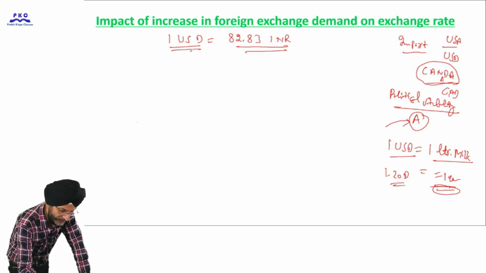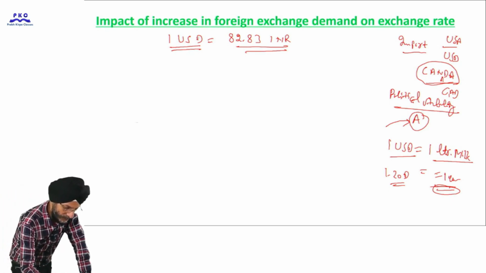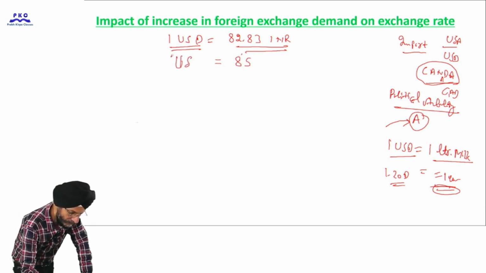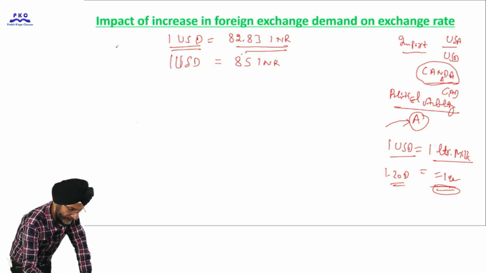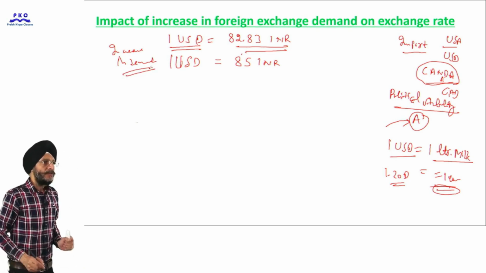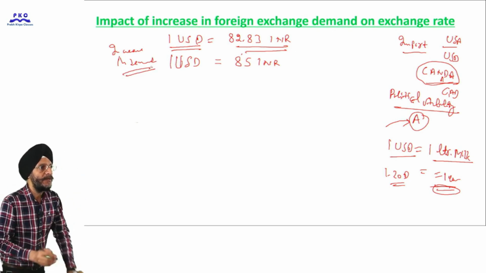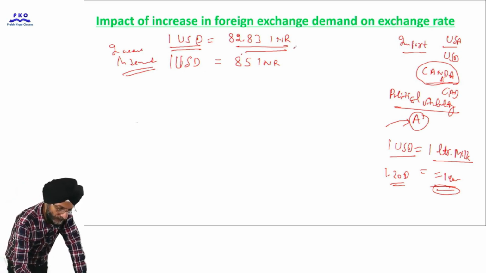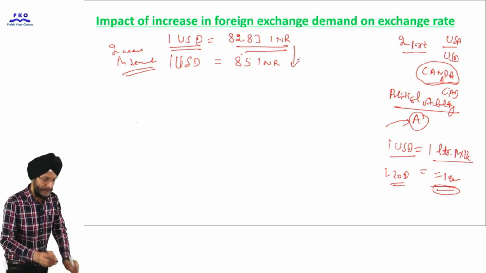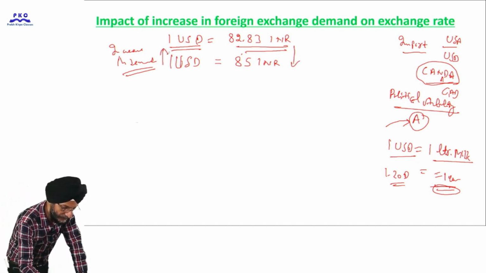If there is an increase in the demand of US dollars, what will happen? It may be possible that the value of 1 US dollar will increase, if there is an increase in demand. So what has happened? In the case of an increase in demand, the value of domestic currency has decreased. The value of foreign currency has increased.